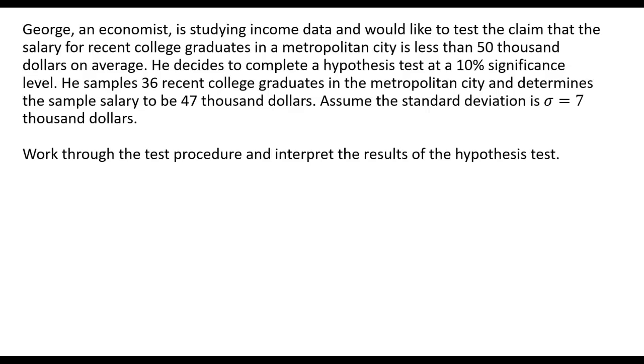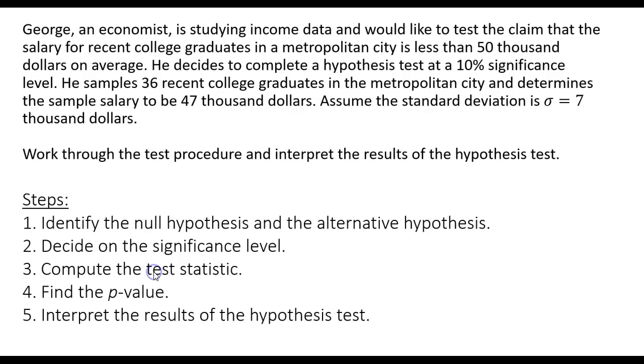He decides to complete a hypothesis test at a 10% significance level. He samples 36 recent college graduates in the metropolitan city and determines the sample salary to be $47,000. Assume the standard deviation is sigma equals $7,000. Let's work through the test procedure and interpret the results of the hypothesis test. Remember, those steps are to identify the null and alternative hypothesis, decide on the significance level, compute the test statistic, find the p-value, and then interpret the results of the hypothesis test.